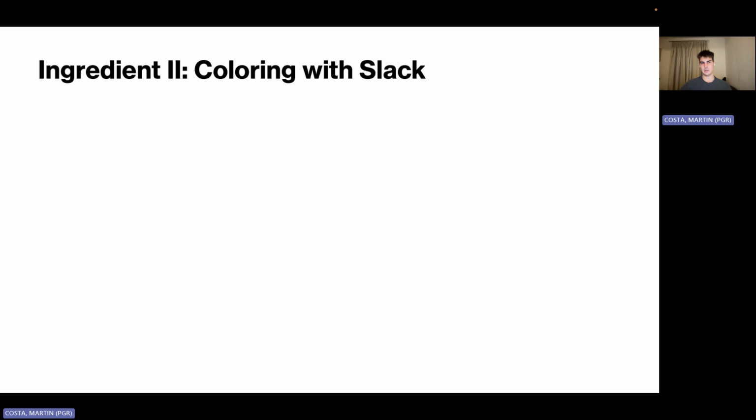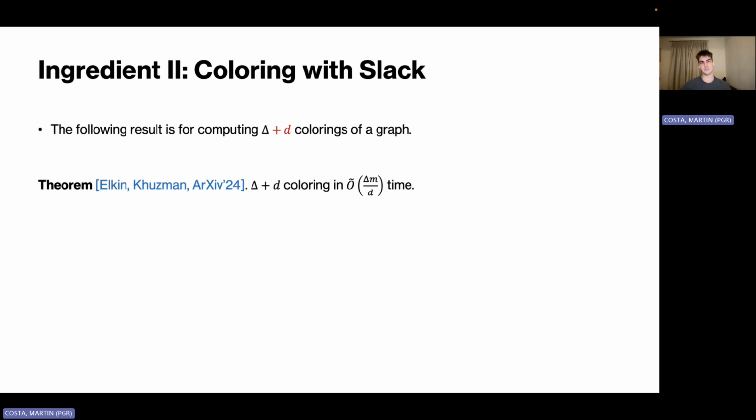Okay, so the second ingredient we refer to as coloring with slack. So suppose that instead of computing a delta coloring, we want to compute a delta plus d coloring, where d is some parameter. So we can use this result which I mentioned earlier by Elk and Kuzman. Just reframing it, instead of being a 1 plus epsilon delta coloring, it's now just a delta plus d coloring. But basically you can compute a delta plus d coloring in delta m over d time, right? And here we refer to this value d as being the slack. And the idea is that the bigger this value d, the bigger the slack, the faster that we can perform this operation of computing a delta plus d coloring.